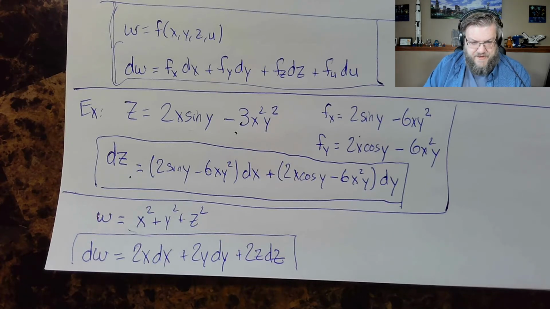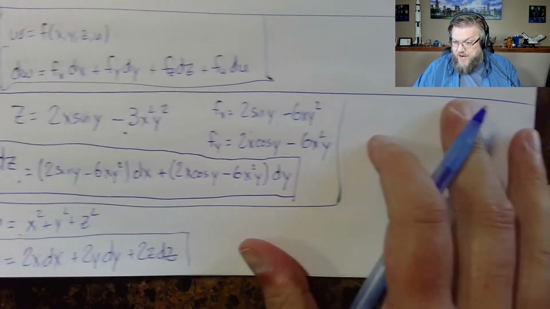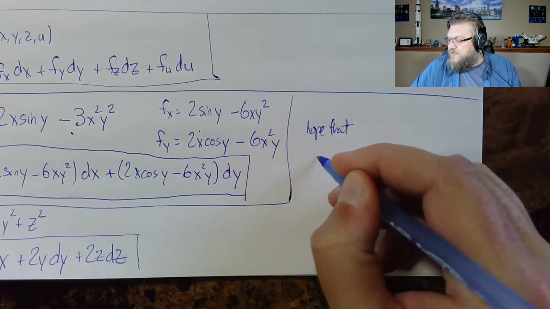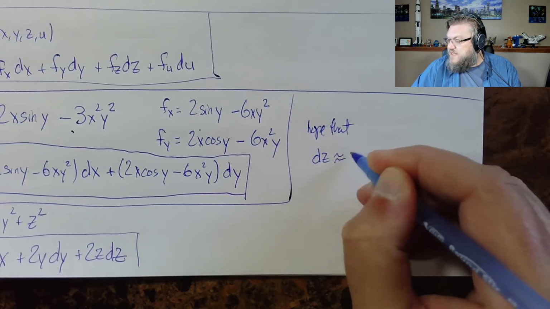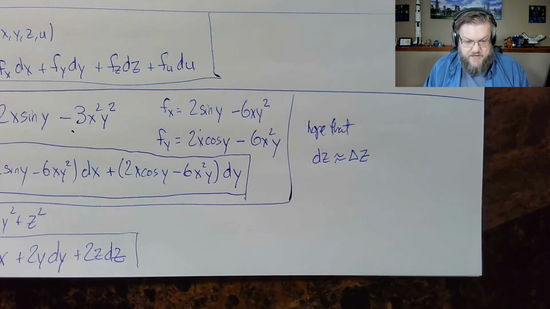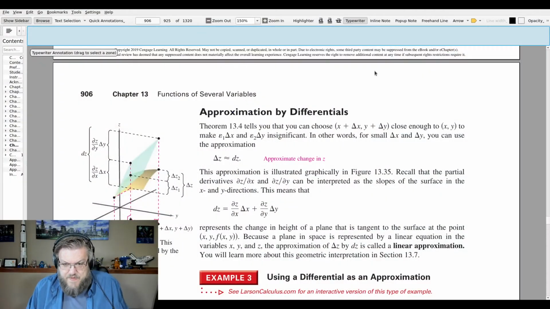Excellent. Then the book goes through a little bit of, you know how I keep saying that in practice we hope that the differential of z is approximately equal to the actual change of z. Now, the book gives a little bit of an argument as to why that is a reasonable thing to expect. So let's take a look at this real quick, right?